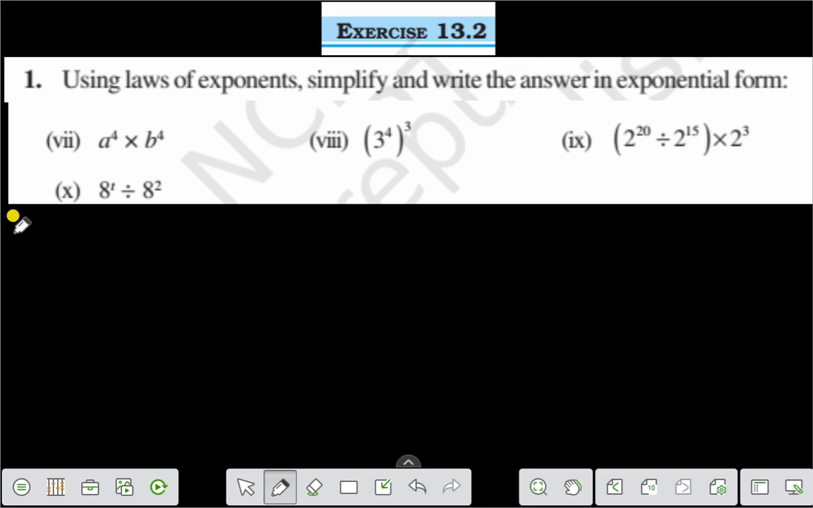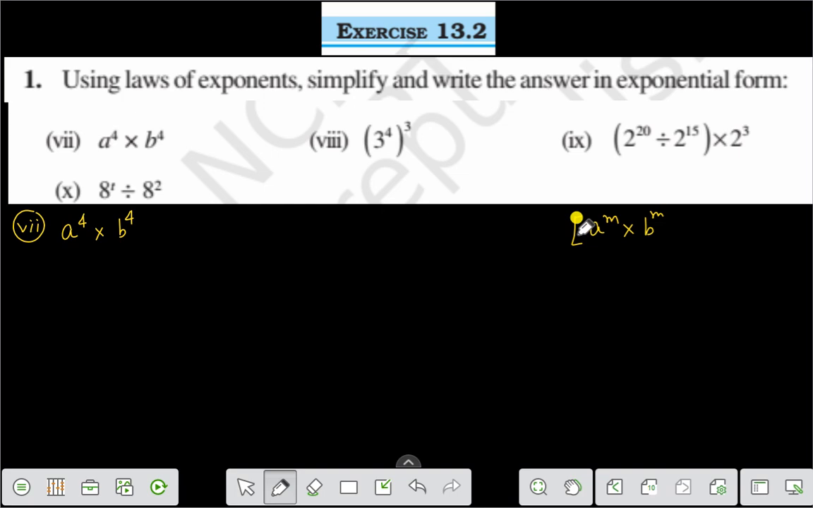Question number 7 is given as a to the power 4 into b to the power 4. We can use the formula a to the power m into b to the power m. Here you see what is the difference.